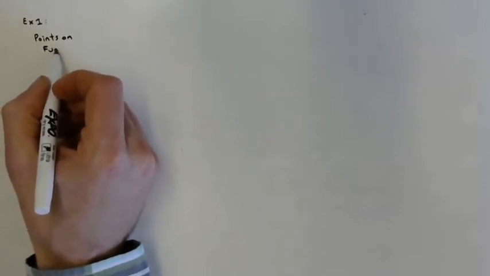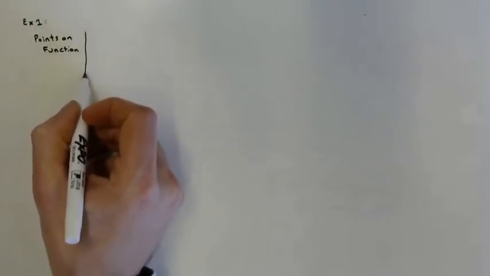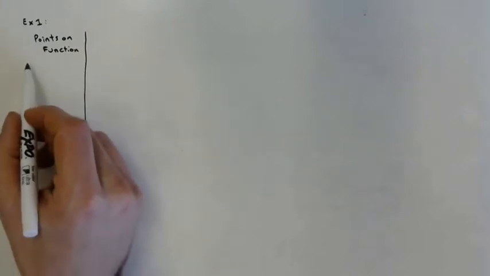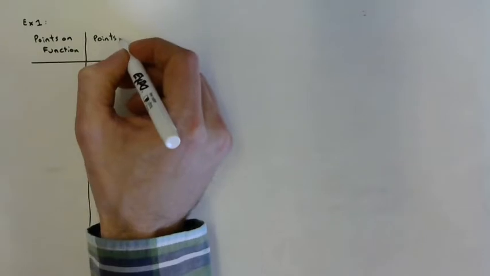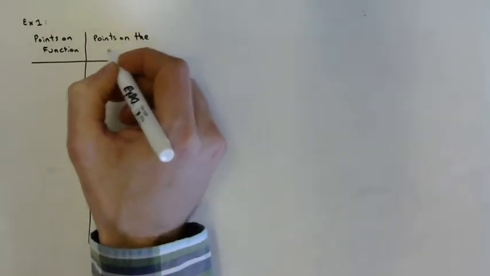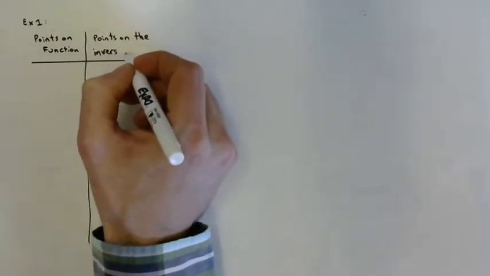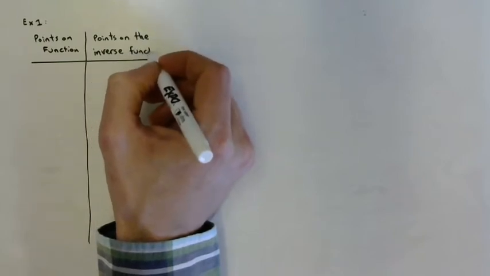So in example 1, we're going to determine the inverse numerically. We're given a table, and is your table blank? Yes. Okay, so we have points on the function, and then we have points on the inverse function. That's written for you already?